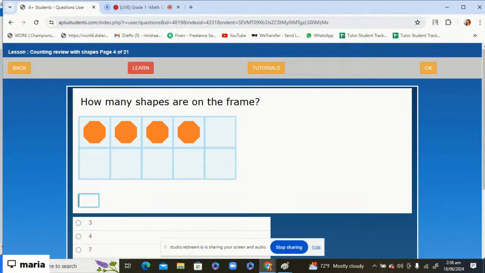So how many shapes are on the frame? This is one, two, three, and four. When I counted, these are total four. Okay, when you guys count, what's the answer for this? Please, anyone, think about it and then answer me. How many total are there? These total are four. One, two, three, and four. Okay.